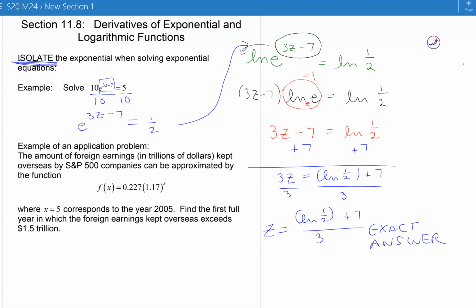And then if you were asked for a decimal approximation, you would say it's approximately 2.102.